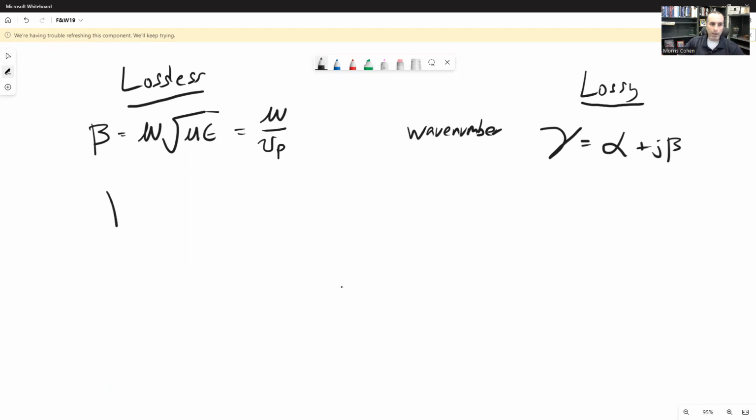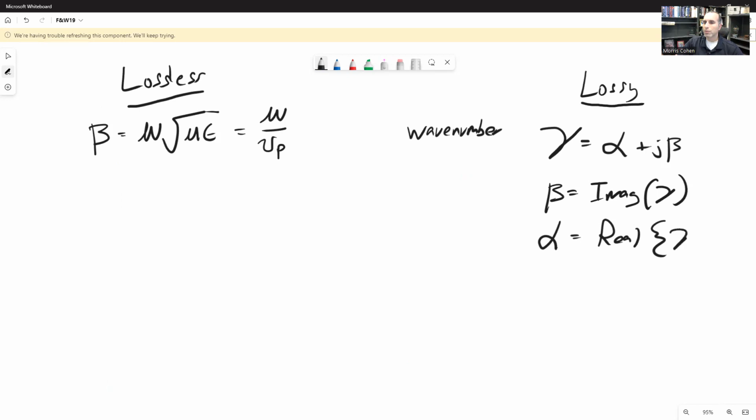Beta can be written as the imaginary component of gamma, and alpha can be written as the real component of gamma. And so to describe propagation of radio waves for the lossless case, we basically had e to the minus j beta z. It describes how the amplitude and phase of an electric field changes. So the electric field as a phasor will equal the phasor at z equals 0 times this factor e to the minus j beta z.